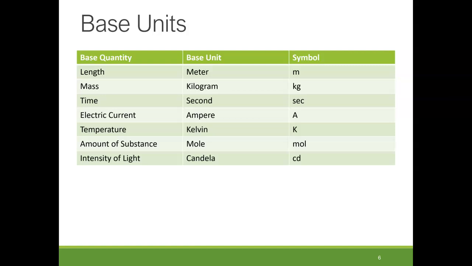For time, it's seconds. Current, it's amperes or amps. Temperature is kelvins. Amount of substance is moles. Light intensity is candelas. These are just examples. It's not something you need to memorize. But just reminding ourselves that as a scientific and human community, we've agreed on certain standard ways of measuring quantities, because there's lots of different units that you could use to measure something, right?